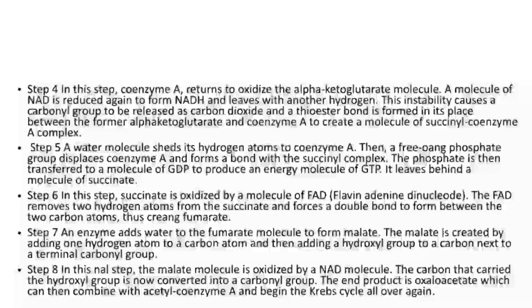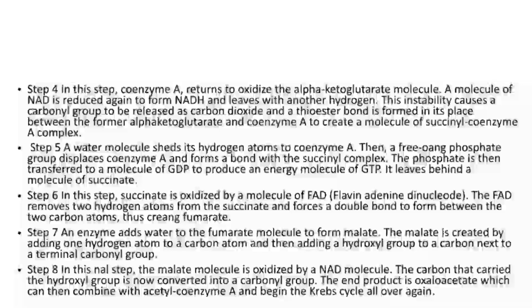Next, in step 5, a water molecule comes in and sheds its hydrogen atoms to coenzyme A. Then a free phosphate group displaces coenzyme A and bonds with the succinyl complex. This transfer of phosphate to GDP produces GTP, which is an energy-carrying molecule, and the process leaves behind a molecule called succinate. In step 6, succinate undergoes oxidation by FAD, or flavin adenine dinucleotide. The FAD removes 2 hydrogen atoms from succinate, which causes a double bond to form between 2 carbon atoms, creating fumarate. This step is crucial because it helps transfer electrons for energy production.